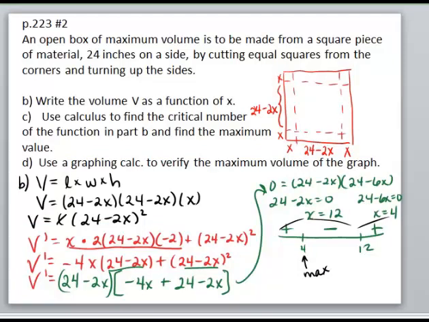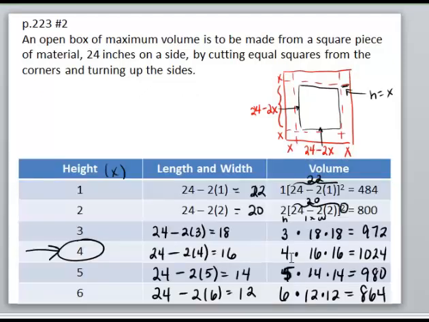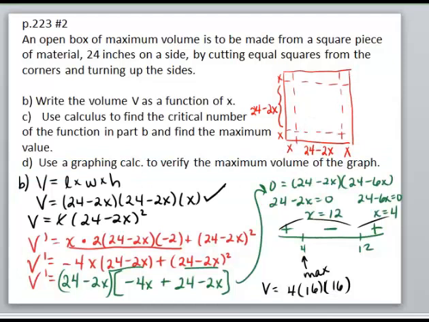The last thing we want to do is answer this question. So it says use a graphing calculator to verify the maximum volume. So I haven't actually found a maximum value. I know the maximum value from before, but to find the maximum volume, I would plug in 4 into my volume equation right here. So I would have 4 times, let's plug in 4 here, it'd be 16 times 16. And we actually did that back here on the chart. It was 1,024. So my maximum volume is that.